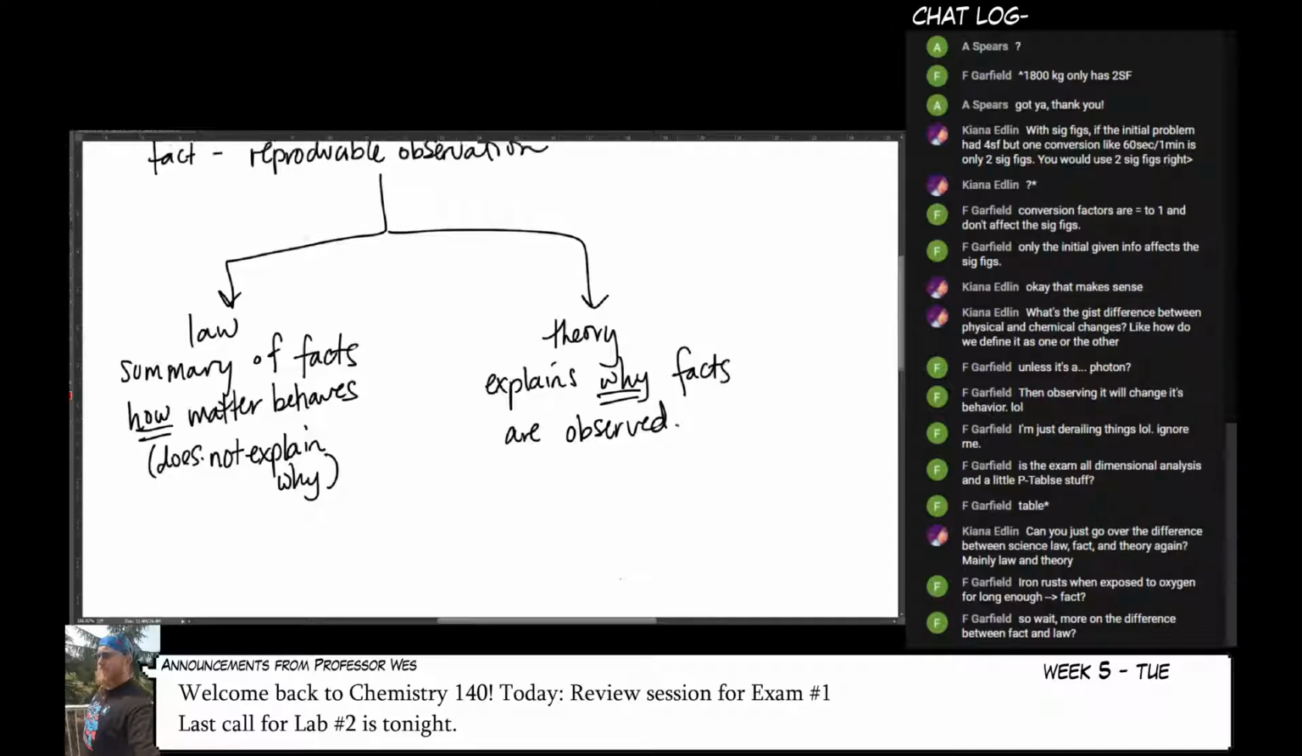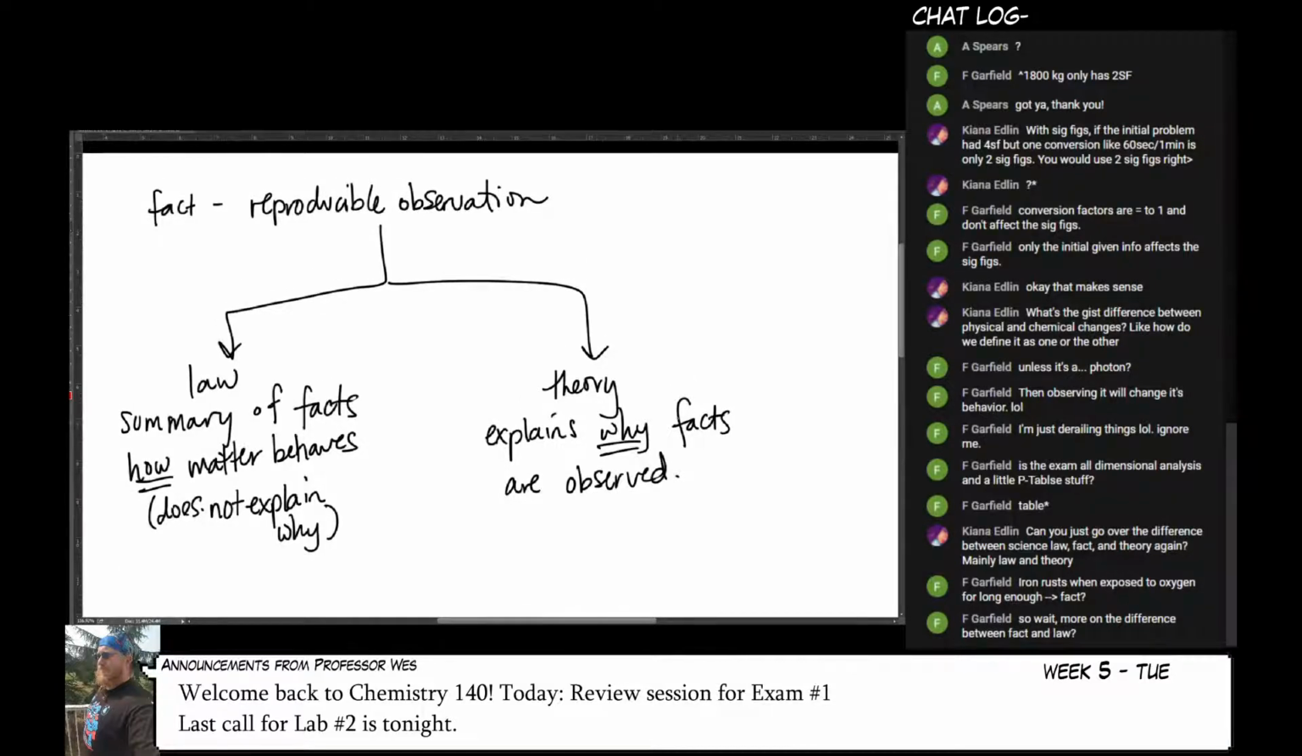More on the difference between fact and law. So a fact is just one observation. A law is a bunch of these put together to try and describe matter. So iron rusts when exposed to oxygen would be a fact, so would silver corrodes when exposed to oxygen, or cobalt corrodes when exposed to oxygen, or copper corrodes. Those are all facts. But you would put them together and the law would be metals corrode when exposed to oxygen. So a law is just a general collection of facts that are similar enough that we can say, oh, this is the law. This is how the matter behaves.